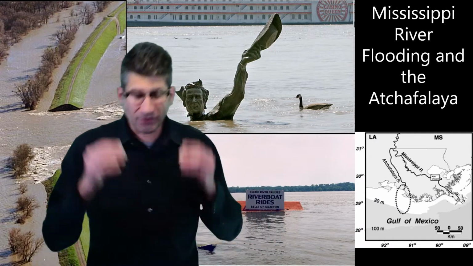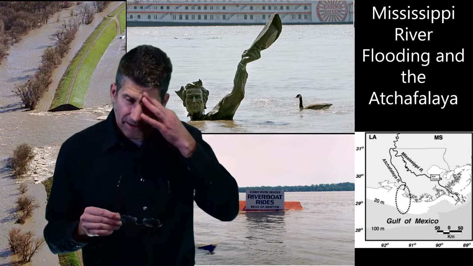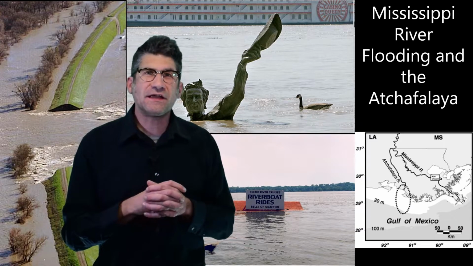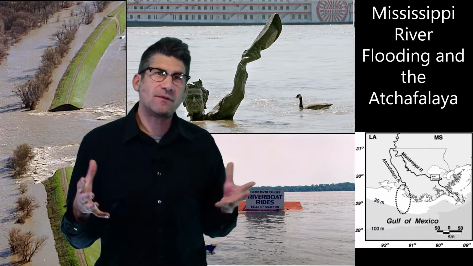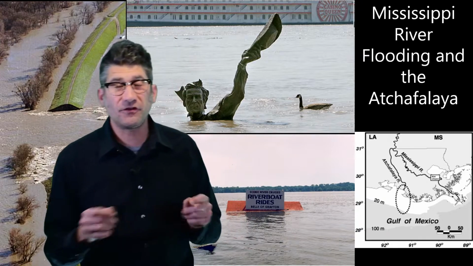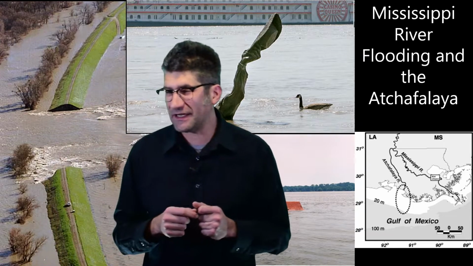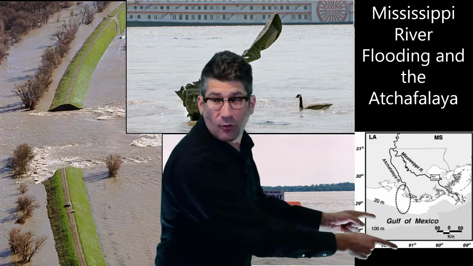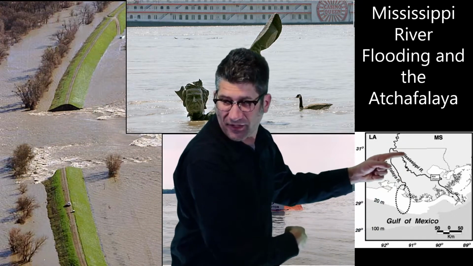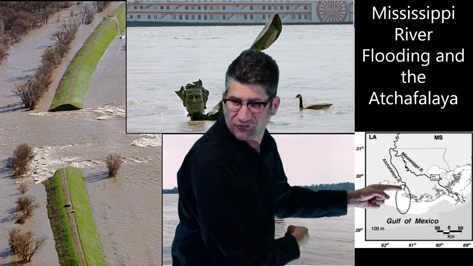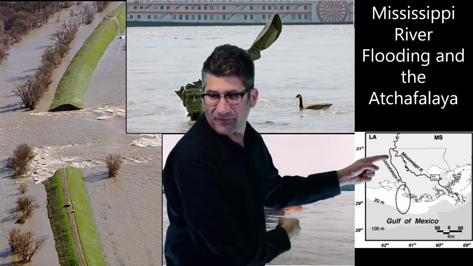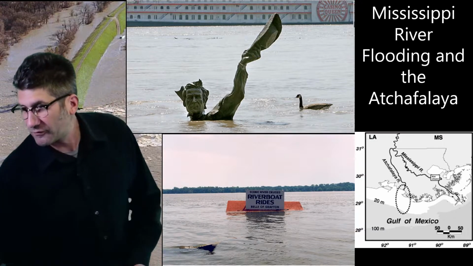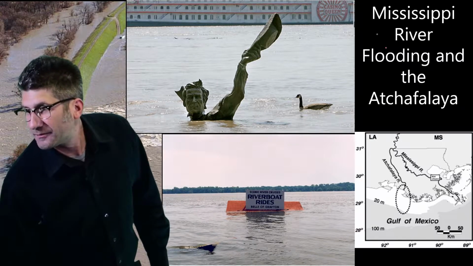So this appears to be a periodic event, this large-scale flooding, and potentially associated with climate change, something that we'll be seeing more of in the future. So let's take a look at the Mississippi River and flooding first, and then from there we'll go on and talk about this Atchafalaya right here, tributary stream of the Mississippi River. But first, let's do the big picture. All right, is everyone ready? Let's jump in then.